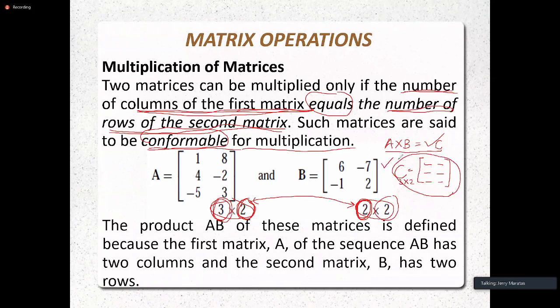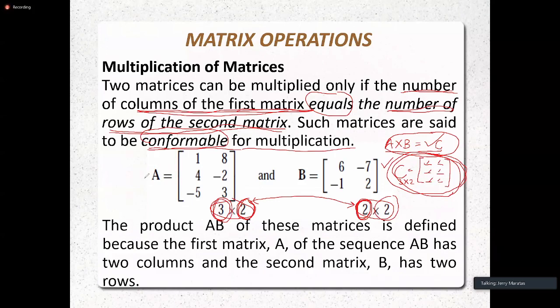If we multiply two matrices, the first problem we solved is that they must be conformable. Second, we solved the size of our resulting matrix. Now the third problem, which is the most important one, is how to determine the elements of the resulting matrix.